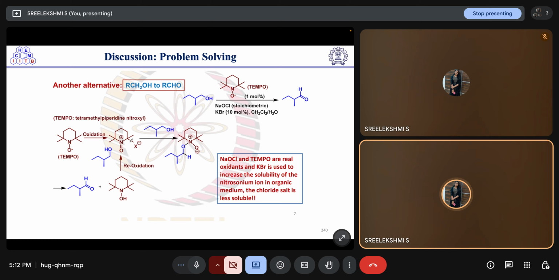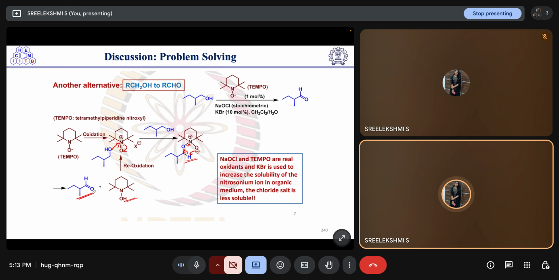So here, firstly oxidation of TEMPO by using NaOCl will give this particular intermediate. Then in the presence of alcohol, this oxygen lone pair will attack over this nitrogen, this bond will shift over here, which will give this intermediate. Then this O minus will take up this proton, this bond will shift over here and this will go to here, forming this compound and our product aldehyde.